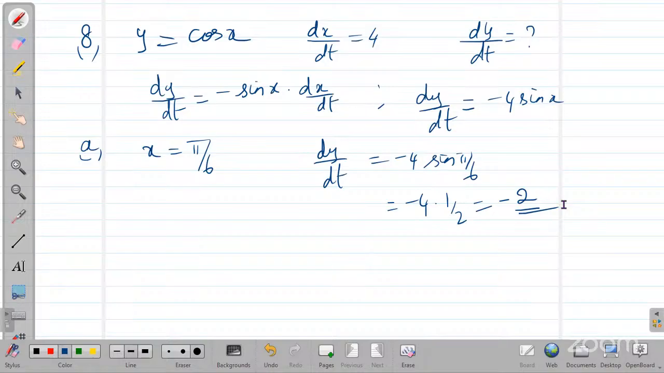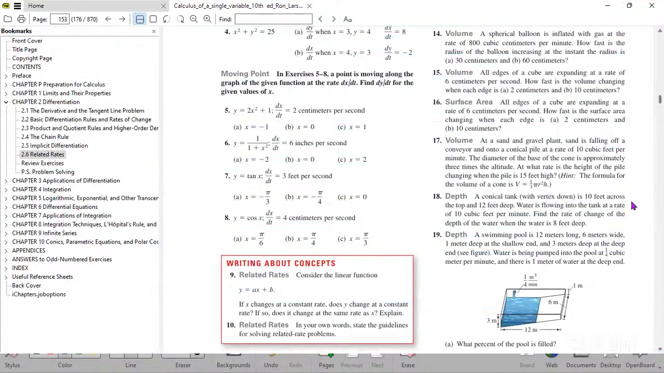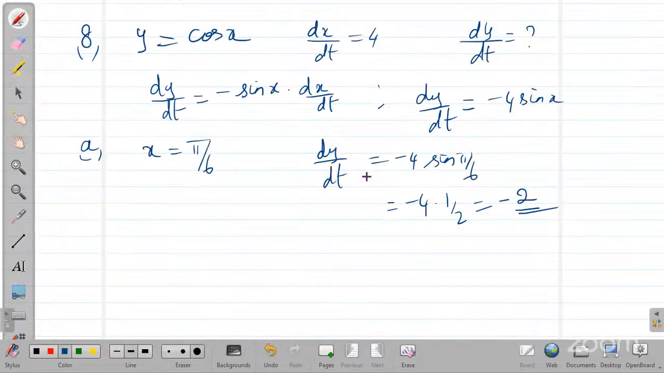Again, similarly, you can apply it for pi over 4 and pi over 3, and if you want, you can find out the answer. Go through the solution. Any doubts you have, you ask me.